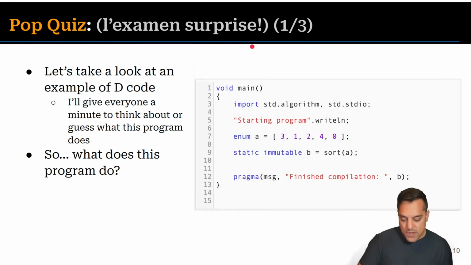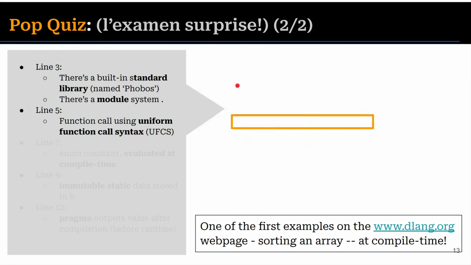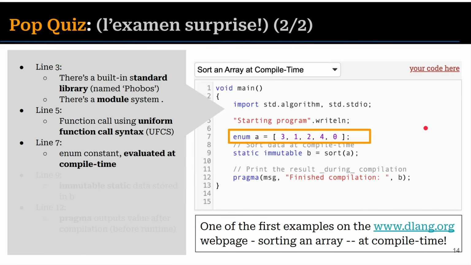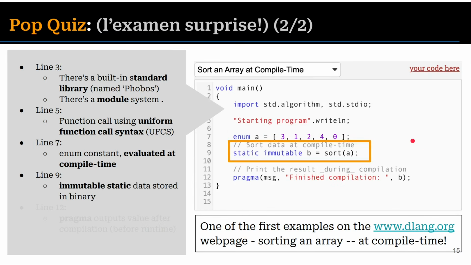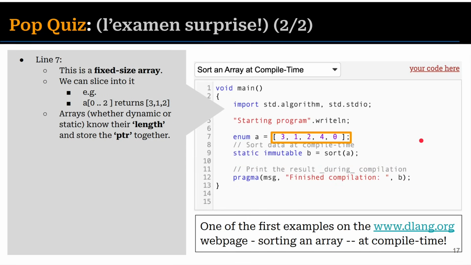Okay, so I think we get the idea. Hopefully you observed a few of those things here. Here's just a little recap. So again, we have our libraries. We've got this neat uniform function call syntax, the enums that we talked about, immutable static values, and of course the pragma.